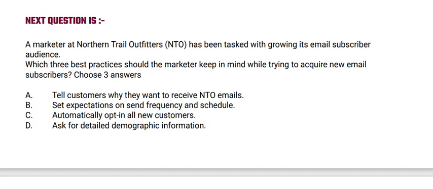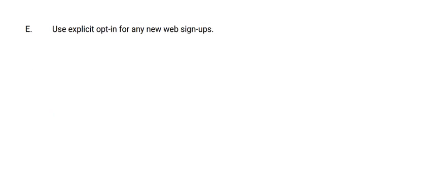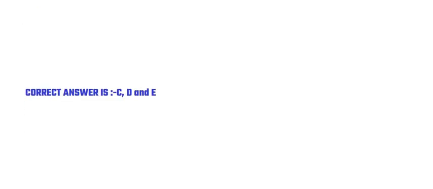Choose three options, and the options are option A, tell customers why they want to receive NTO emails. Option B, set expectations on send frequency and schedule. Option C, automatically opt in all new customers. And option D, ask for detailed demographic information. And option E, use explicit opt-in for any new web sign-ups. The correct option is option C, D, and E.